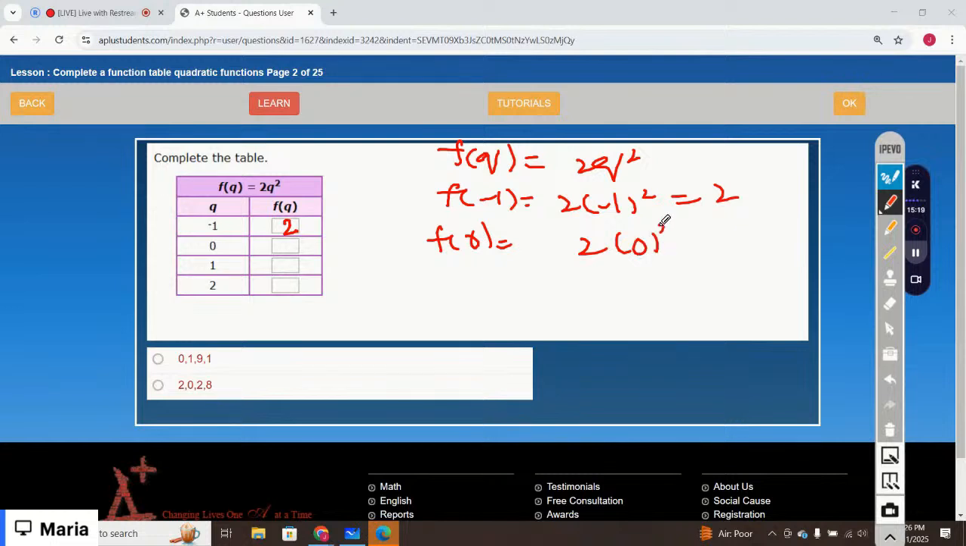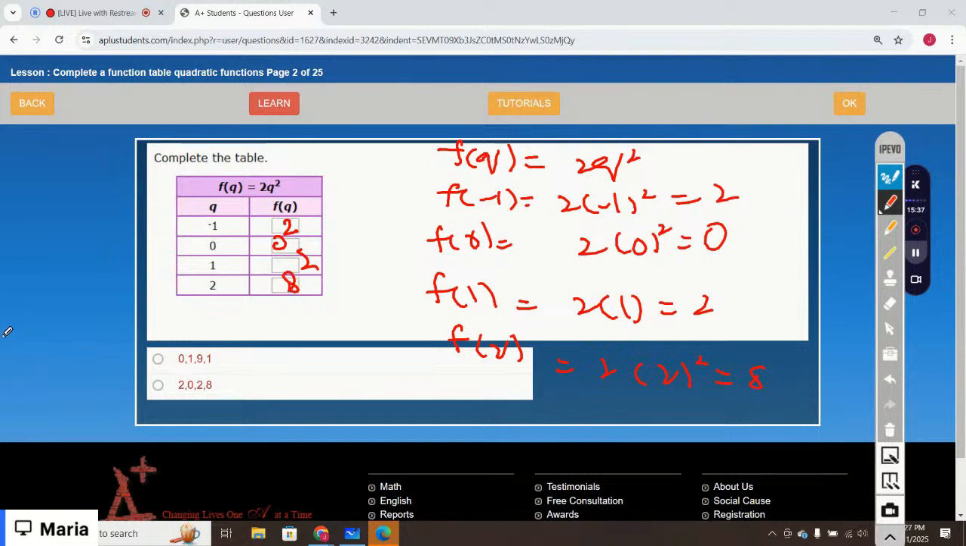2 times 0 square. 0 times any number is 0. So that is 0. Now f of 1. That is 2 times 1 square. 2 times 1 is 2. Then f of 2, that is 2 and 2 square. 2 square is 4. 4 times 2 is 8. So the values are 2, 0, 2, and 8. Option number 2 is the correct option. Got it?